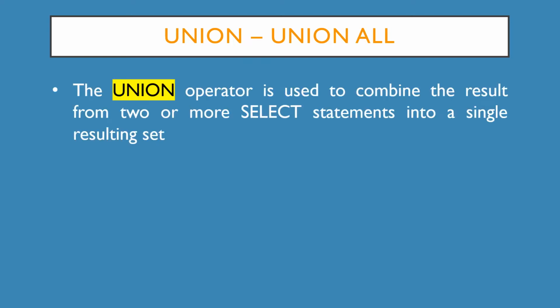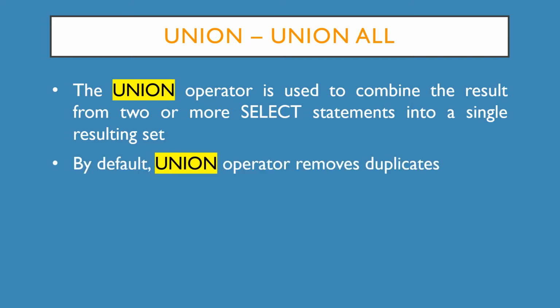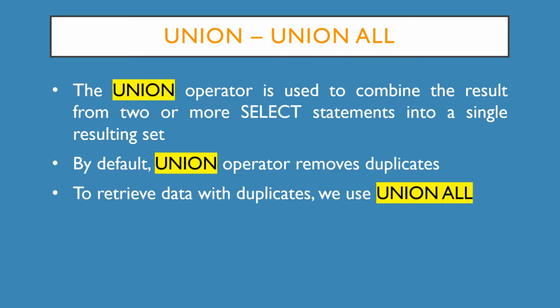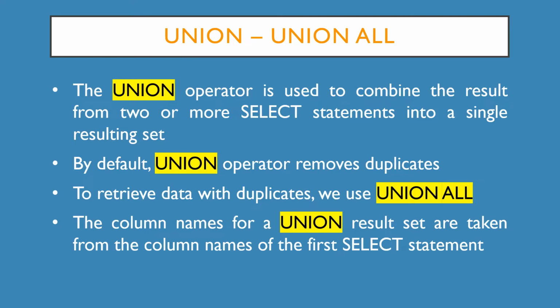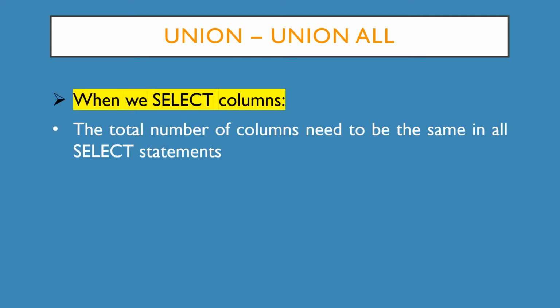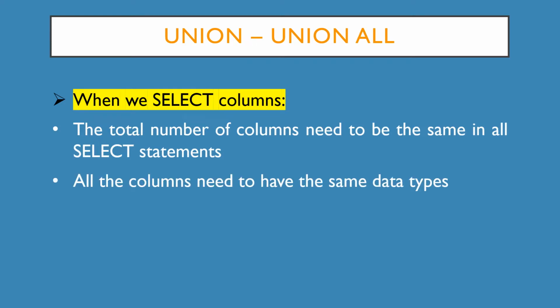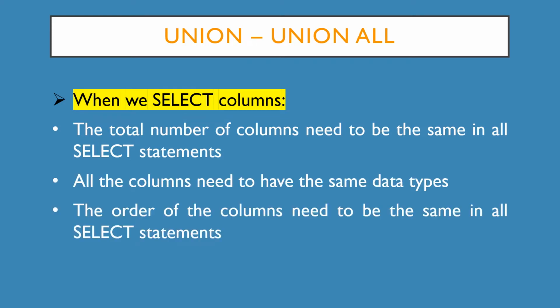In this tutorial, I'm going to talk about union and union all. The union operator is used to combine the results from two or more select statements into a single result set. By default, the union operator removes duplicates, so if we want to retrieve data with duplicates, we use union all. Also, the column names for a union result set are taken from the column names of the first select statement. The total number of columns needs to be the same in all select statements, all the columns need to have the same data types, and the order of the columns needs to be the same.